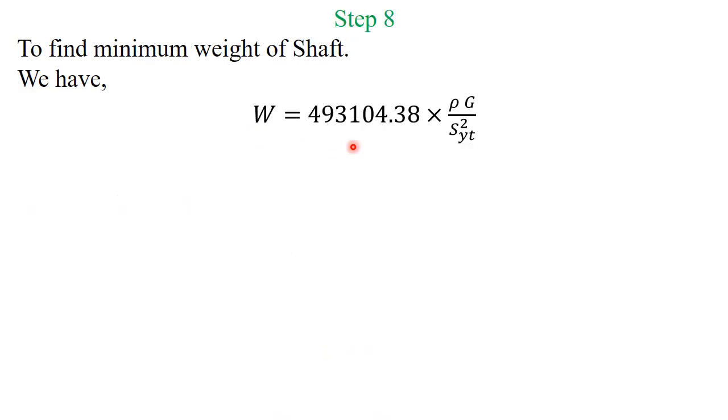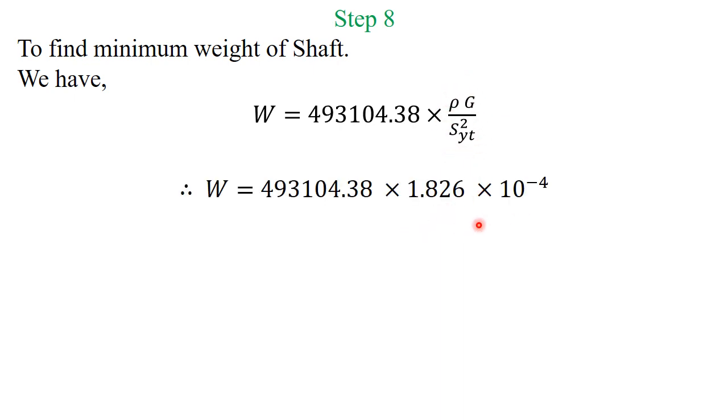Now you want the minimum weight. So the minimum weight equation was W is equal to 493,104.38 into rho G by SYT square, and this rho G by SYT square is of which material? Titanium alloy material, which is already obtained in the table, and therefore W is equal to 90.04 Newton. This is another problem which we have solved now.